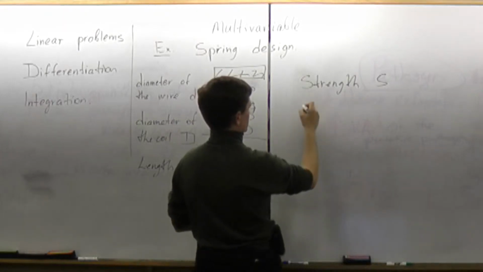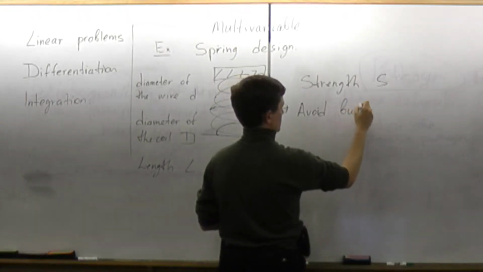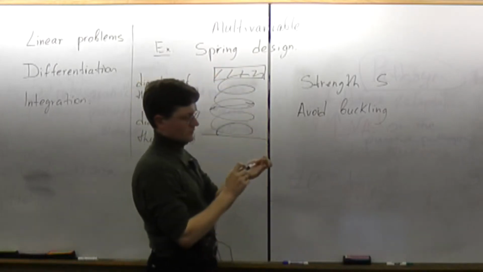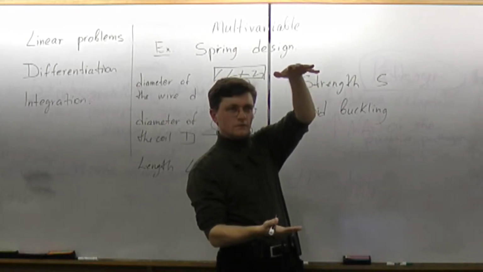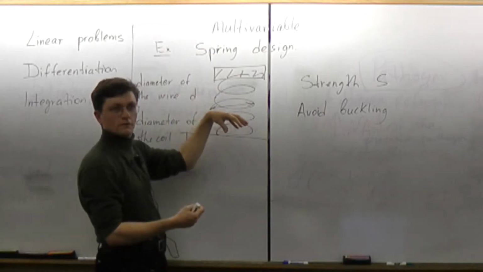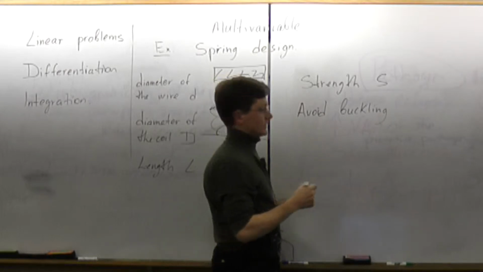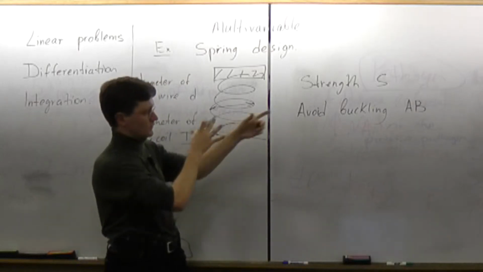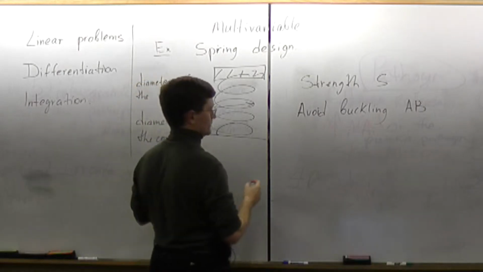And there is another parameter. Let's call it avoid buckling. That means that if the spring is sufficiently long and you put some pressure on it, it may just bend over. And that's what you don't want to happen. You want it to remain straight all the time. That's what they call buckling. And avoid buckling is measured by some number. Let's call that number AB. And mechanical engineers know how to compute those numbers based on those given parameters.